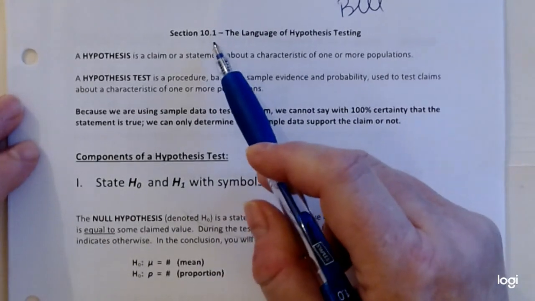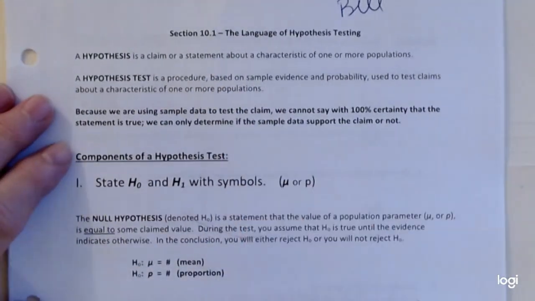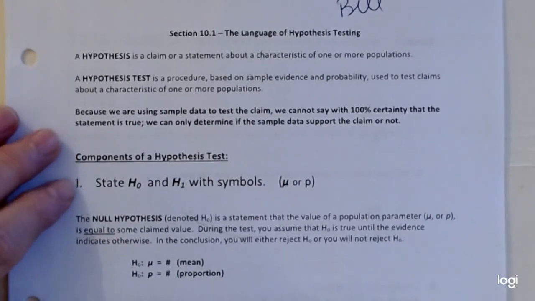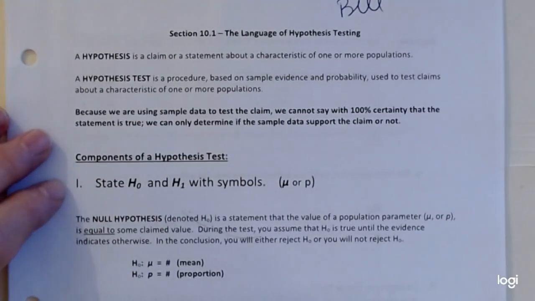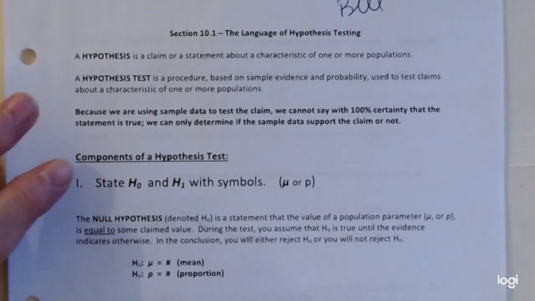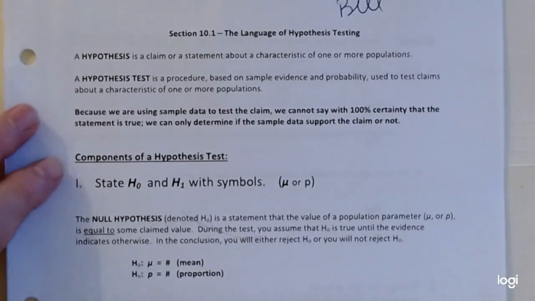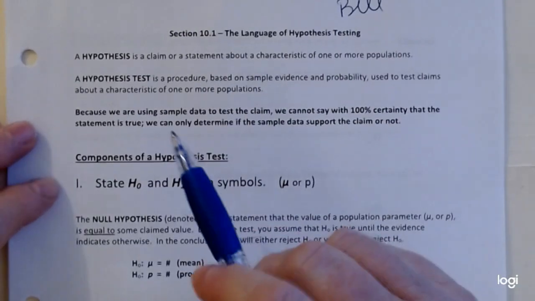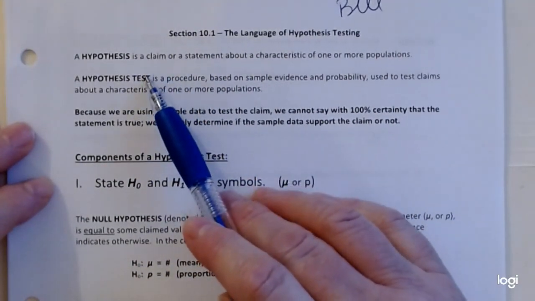So we have a section where we talk about the language and the procedures for hypothesis testing, and then we'll use these same vocabulary terms and these same procedures in the rest of the sections that we do. We'll cover two types of single sample hypothesis testing in chapter 10 and three types in chapter 11 that deal with two samples. To start with, we'll talk about what a hypothesis and a hypothesis test are.